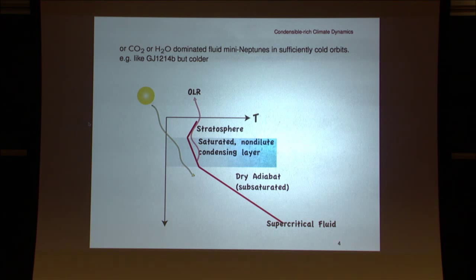GJ 1214b is in an orbit where its radiating temperature is about 500 Kelvin. It's too hot for water to condense. But if you took something like 1214b, if it really is a water world, and you moved it out to a colder orbit, then you would get water condensation.